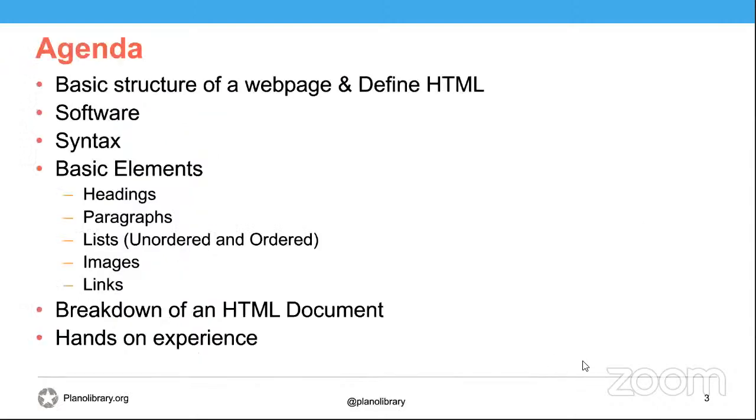We'll start by going over the basic structure of a web page and defining what HTML is. We'll look at the software that's needed along with the basic syntax of HTML. We'll also look at some of the basic elements used, such as our headings, paragraphs, lists, images, and links. I'll break down an HTML document line by line, and then I'll demo an online code editor using what we've learned today.